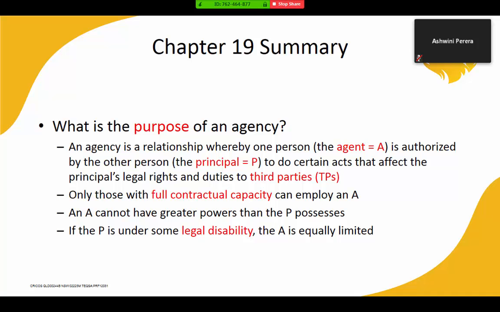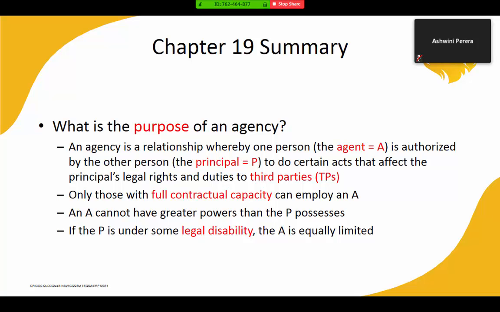Why would you then, again, go back? Why would you want to do agency? What's the purpose? Why would you want to have an agency relationship? Okay. So we said that this is a tripartite with the agent, the principal, and third parties.